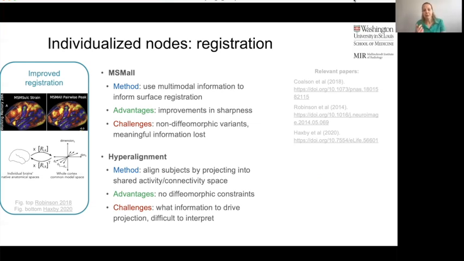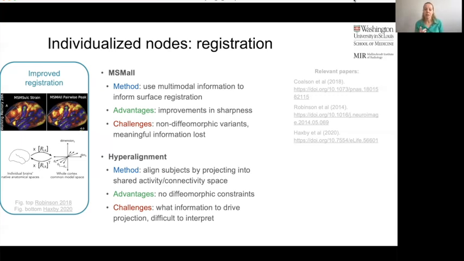A second and completely different take on the problem of registration is the idea of hyperalignment. And here the method essentially does away with brain space completely, and it doesn't try to align people in terms of their voxels or vertices, but instead it projects people onto a shared space that isn't the spatial brain space. So you can align subjects by projecting them based on shared activity or brain activation or shared connectivity features. And so the advantage of this is that it gets around these non-diffeomorphic variants because it's no longer trying to align the brains as a whole.